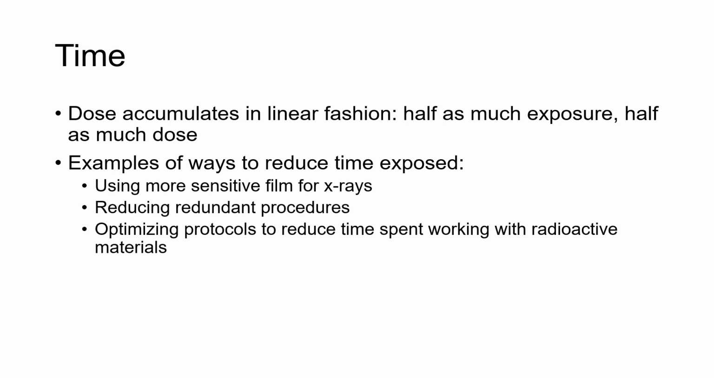Some examples of time as a control method can be found in medical imaging. For example, using a more sensitive film or reducing redundant procedures in order to reduce the amount of time exposed. So really optimizing the protocol and making sure, if you have a patient who's going to be going through a lot of different x-rays or scans, that you are not having them go through more than what they really need to. For other kinds of occupational exposure, such as using radioactive isotopes in a research study, simply optimizing your protocol in a way that minimizes time with the radioactive materials can help.